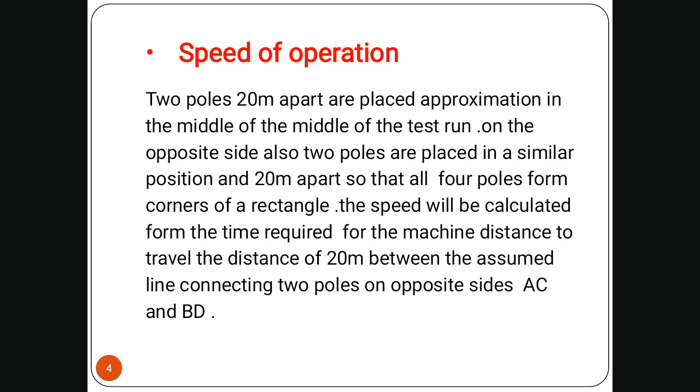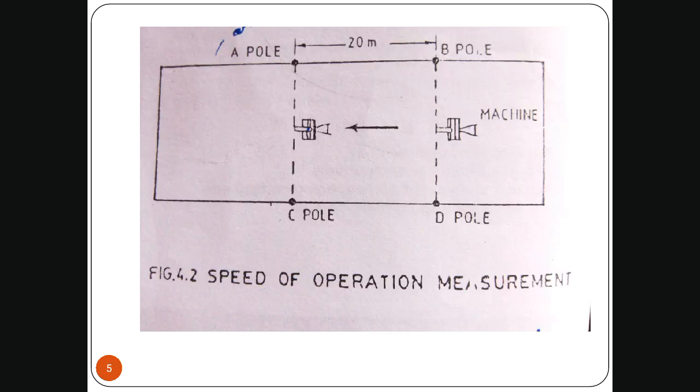For the machine to travel the distance of 20 meters between the assumed lines connecting two poles on opposite sides, AC and BD. You can see AC, these are the two opposite poles, and how much time is required to cover the 20-meter distance. We calculate that as the speed.